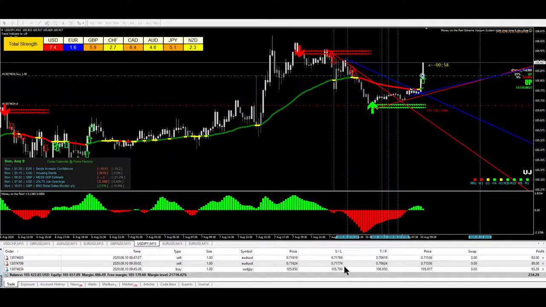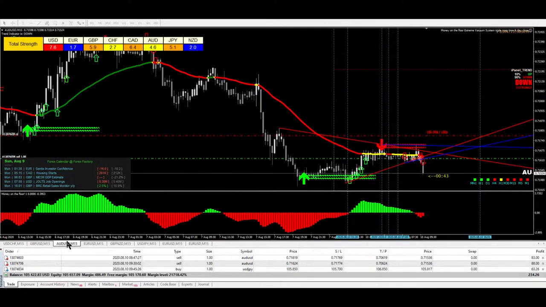Now we do have some trades already going on right now. Let's check them out. We got the Aussie US dollar has 2 trades already. Sell trades, we're getting ready to move to break even. They're about $85 a piece right now, $80. And then we have the US dollar Japanese yen pair. Let's take a look.